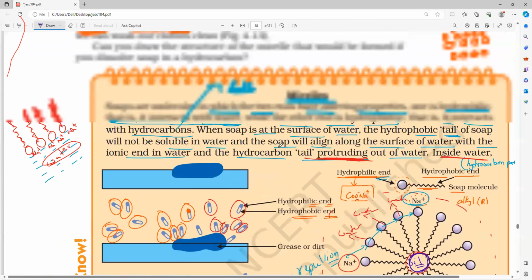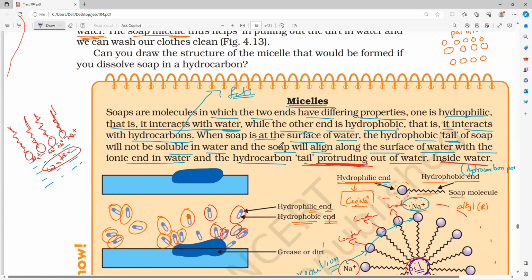So this is how micelles form. You only have to remember 2 points. One is that the tail part is attracted towards the dirt, that is the hydrophobic end, and the head part is attracted towards the water, that is the hydrophilic end. The head part is always COO minus Na plus, and the tail part is R. This is the tail and this is the head. That is what you have to remember.